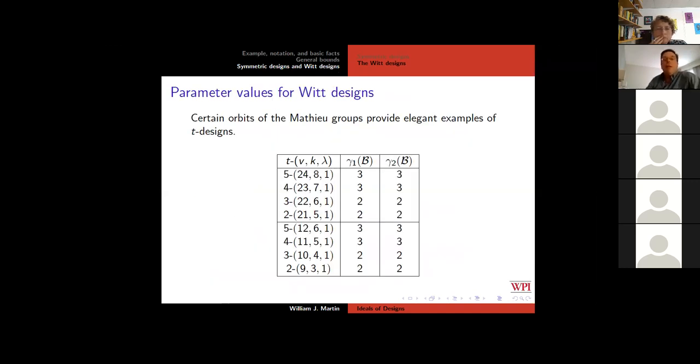And the most famous t-designs for t larger than two are the orbits of the Mathieu groups, the Witt designs. So there's a 5-24-8-1 design that corresponds to the minimum weight codewords of the extended binary Golay code, and the 5-12-6-1 design coming from the ternary Golay code. And here we know that gamma 1 is larger than t over 2. So gamma 1 is at least 3, and it turns out that for every one of these designs, gamma 1 is exactly at that lower bound.